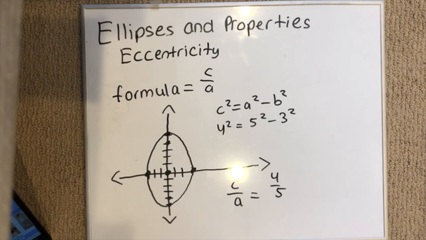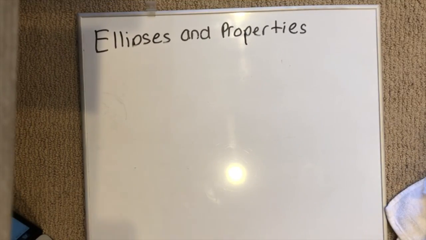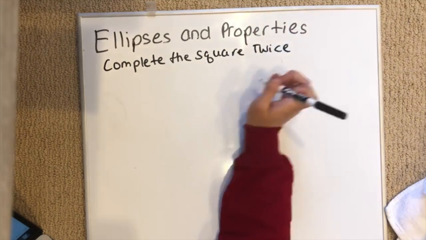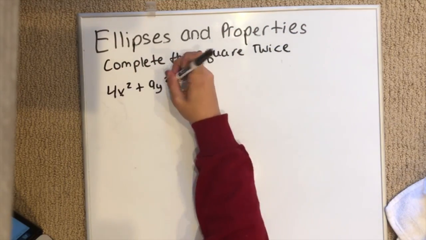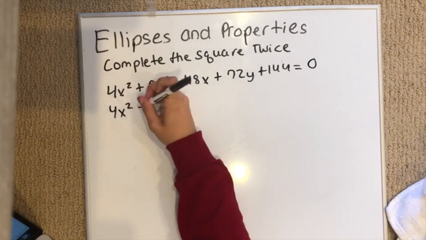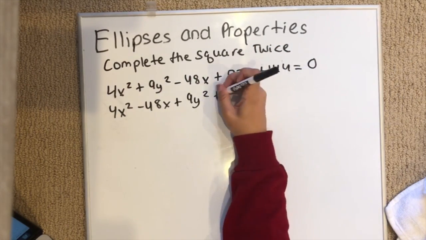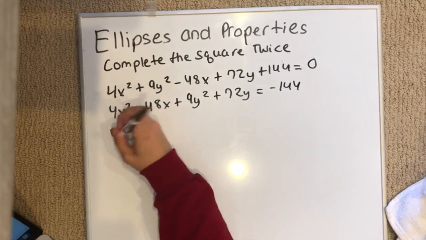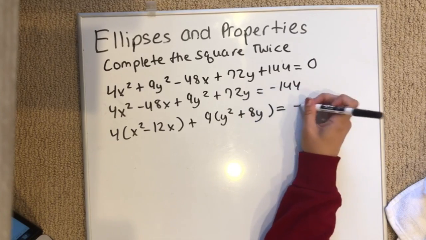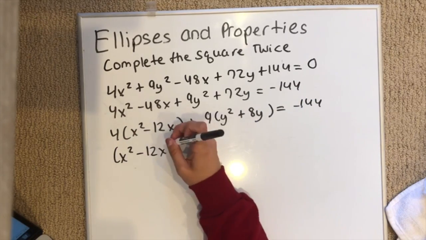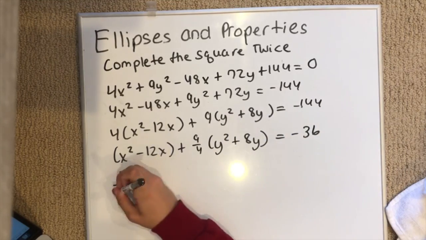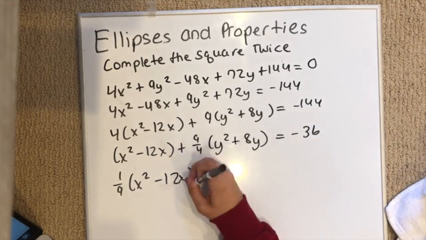Now let's talk about completing the square twice in order to find the equation of an ellipse. First, you have the original equation 4x squared plus 9y squared minus 48x plus 72y plus 144 equals 0. From this, you would move the loose number over to the other side and group the x terms and y terms together. Then factor out whatever is on the squared terms, divide through by whatever you factored out of the x terms, then divide through by whatever you factored out of the y terms.